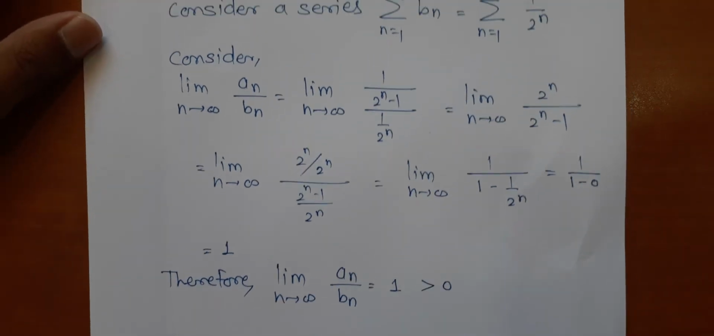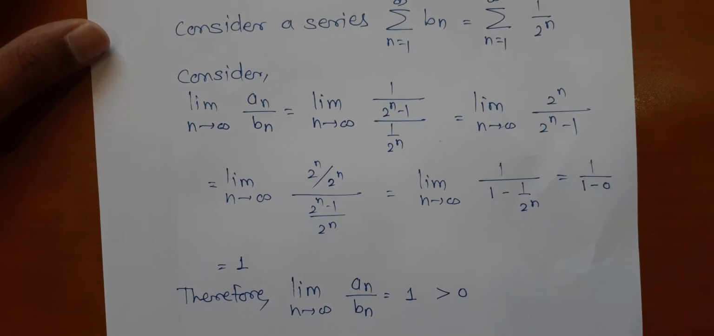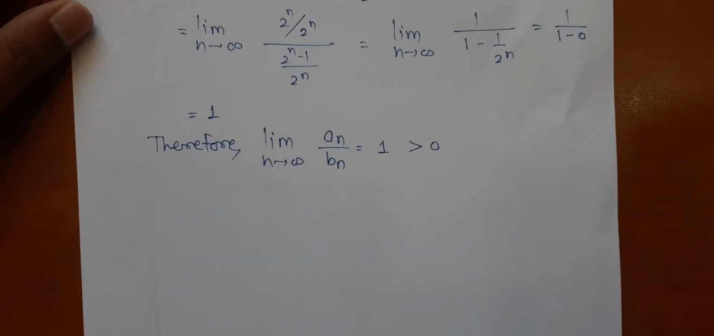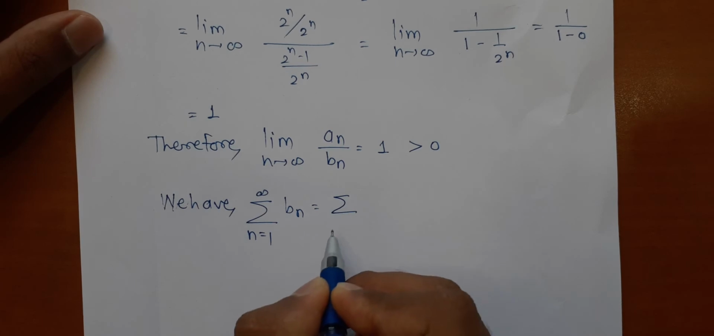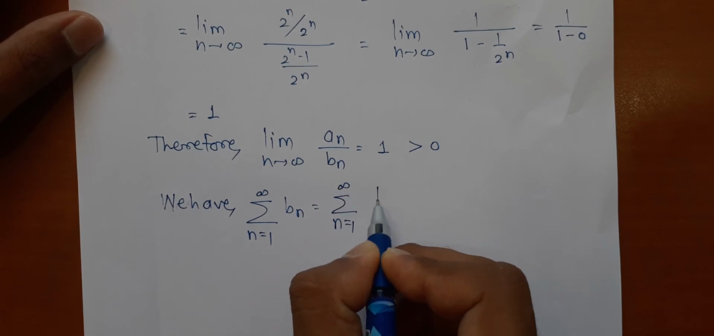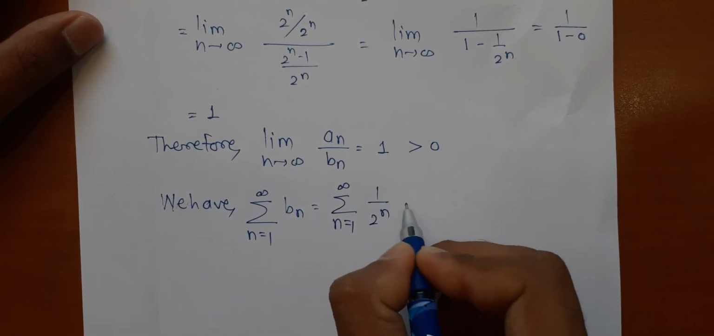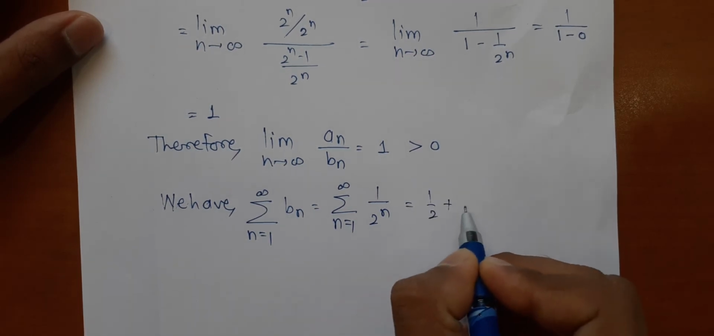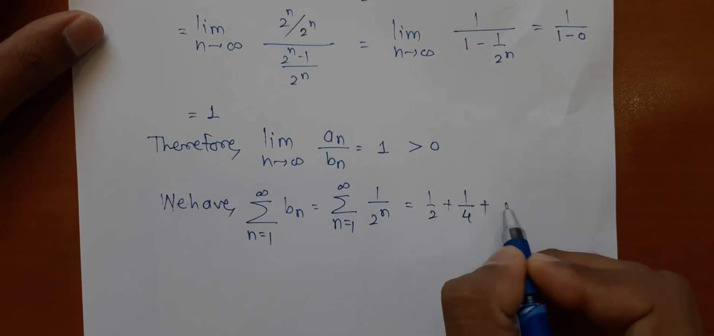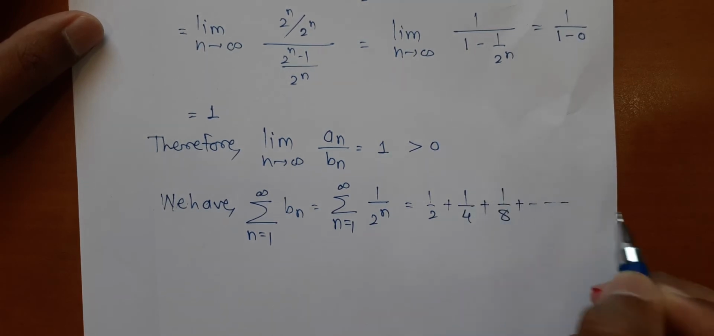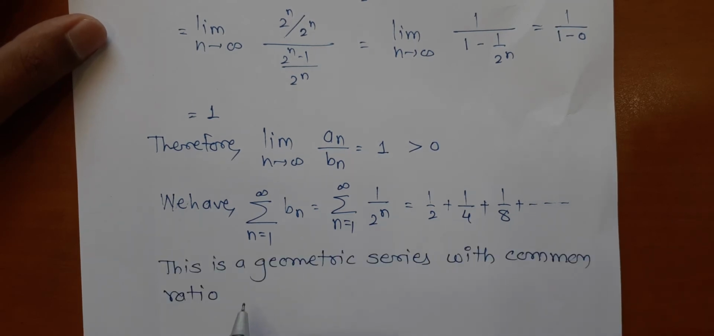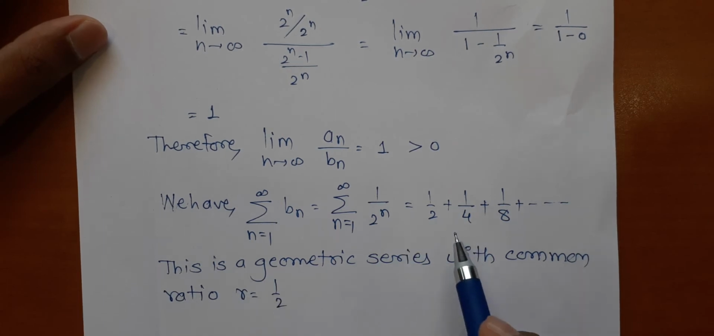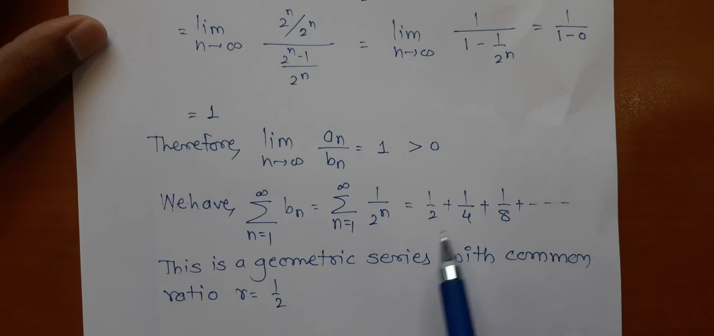So this series b_n we have taken. Let us talk about this. We have summation b_n, which is nothing but summation n running from 1 to infinity of 1 upon 2 raised to n. What is this series? If you put n equal to 1, 2, 3, you get 1 by 2, then 1 by 4, then 1 by 8, and so on. So this is actually a geometric series with common ratio r equal to 1 by 2. If you multiply any number by 1 by 2, you get the next number.